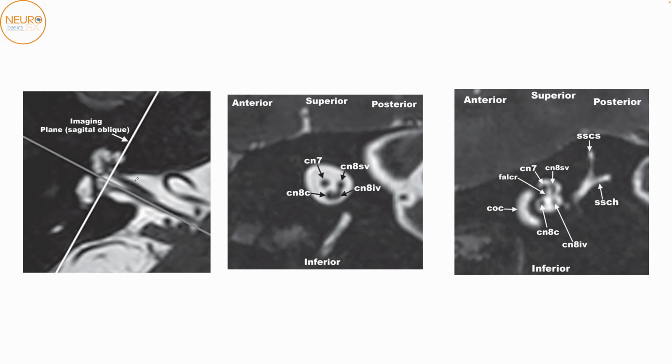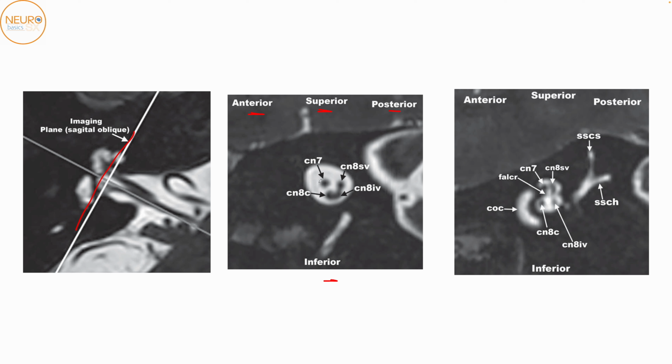You could also see the 7th and the 8th complex at the level of the IAC by getting a sagittal oblique cut through the level of the IAC. As you can see over here, this oblique cut is allowing us to visualize the structures of the internal acoustic canal. This is anterior, this is posterior, this is superior, and this is inferior.